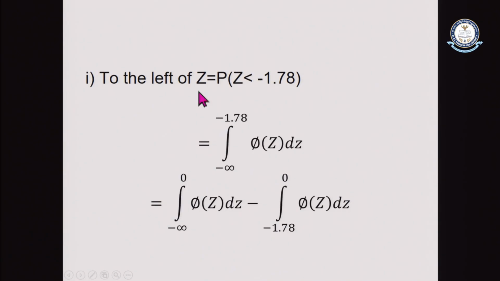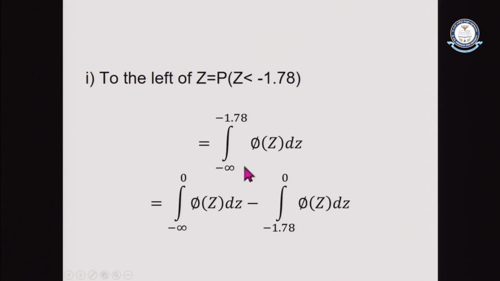To the left of Z means what? Probability of Z is less than minus 1.78. So my minus means our interval starts. What is the range of the Z here? Minus infinity. The normal distribution range starts with minus infinity to plus infinity. So I know the end limit. My starting limit is minus infinity. So the integral from minus infinity to minus 1.78 of phi of Z into dz.